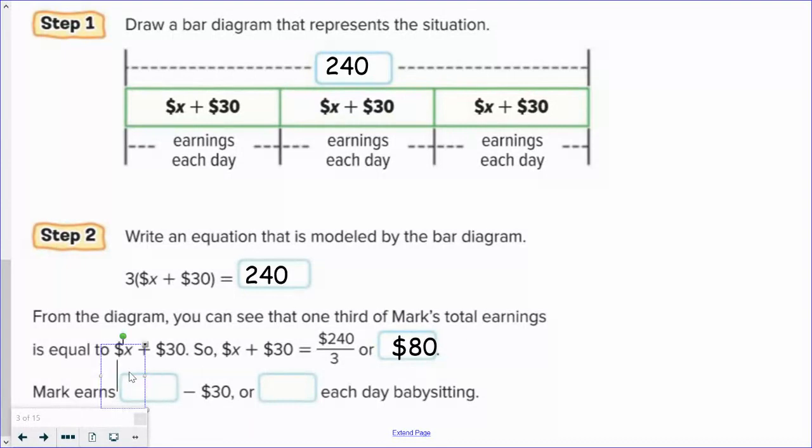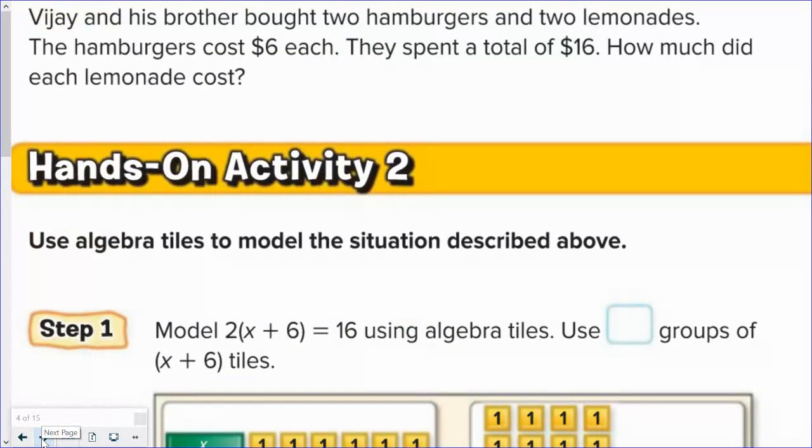So then our next part here, we're going to fill it in. Mark earns $80 minus the 30 from the gardening. So how much is he making each day for babysitting? $50. And make sure you have that filled in, and then we're gonna flip over to 478. Okay, that's one way to model.